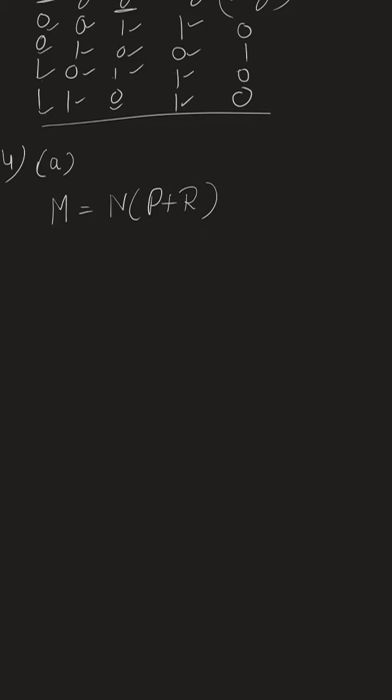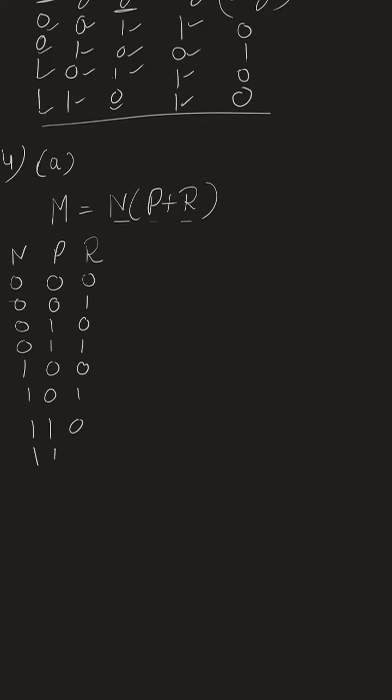We draw the truth table here, no problem. Now we need three variables here, N, P, R. So you can write down here N, P, R. A three variable table is needed here. Write down 4 times 0, 4 times 1, then 2 times 0, 2 times 1, again 2 times 0, 2 times 1, 0 1 0 1 0 1 0 1 here.